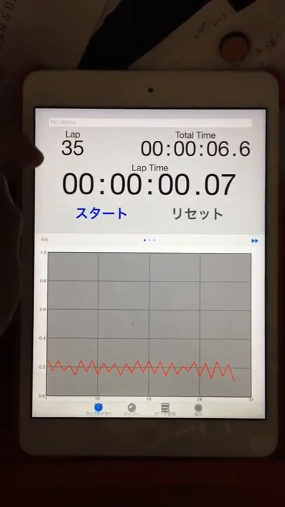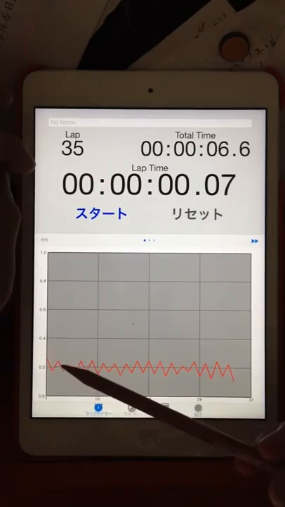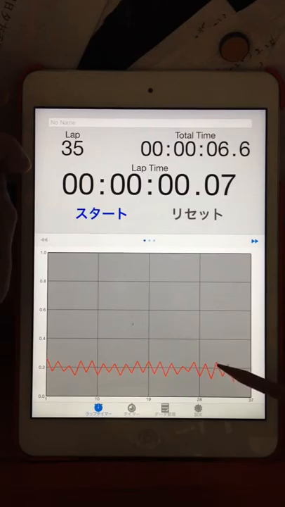1, 2, 3, 4. Hum, hum, hum. Front, back, front. 1, 2, 3, 4. Okay.